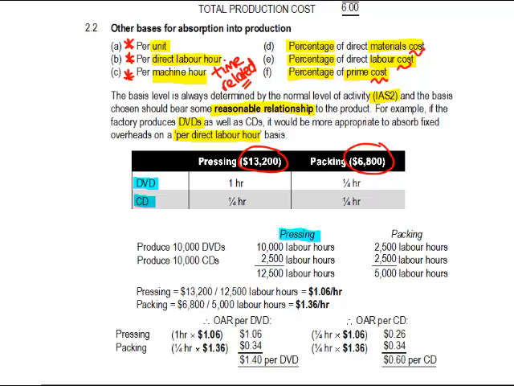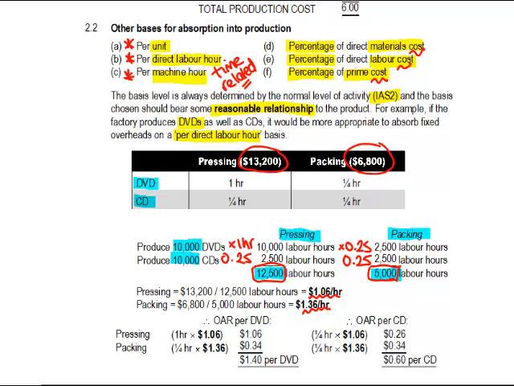Now, if we take into account all of the labour hours that are used within the pressing cost centre throughout a whole year, then what we've got is a total of 12,500. And that's production of 10,000 DVDs and 10,000 CDs. So if we multiply 10,000 DVDs by the 1 hour, we come up with 10,000 labour hours. If we produce 10,000 CDs by a quarter of an hour, then we get 2,500. So a total of 12,500 labour hours in pressing. Now in packing, we've only got a quarter of an hour for both of the products. So only 5,000 labour hours this time. Now this is going to give us a different overhead cost for each of the different cost centres than we had before.